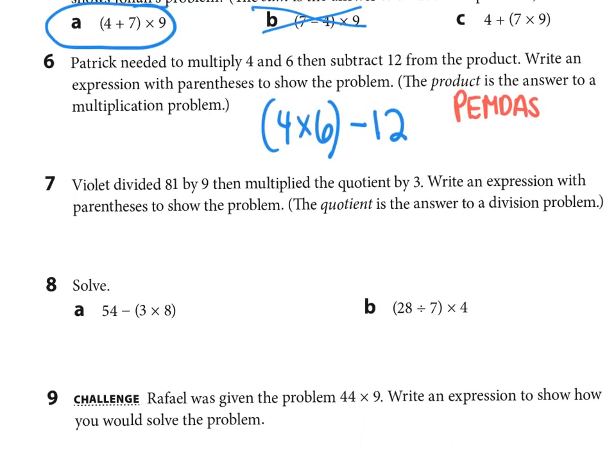And number 7, it says, Violet divided 81 by 9, then multiplied the quotient by 3. Write an expression with parentheses to show the problem. And as a reminder, the quotient is the answer to a division problem. So Violet divided 81 by 9. So I'm taking 81 and it's divided by 9. And then she multiplied this quotient by 3. So we have parentheses. We see that division sign showing me that it was divided, and a multiplication sign showing that it was multiplied.